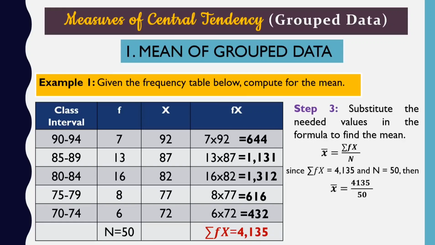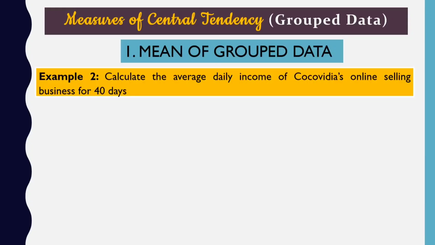So we will have the mean is equal to 4,135 divided by 50, and the quotient of those two numbers is 82.7, or 82 and 7/10. That is the mean of our data. Let's move on to example number 2.